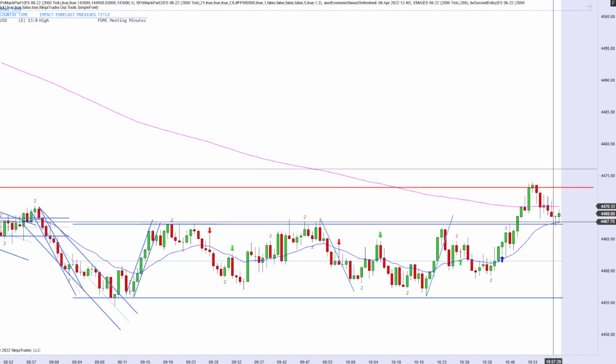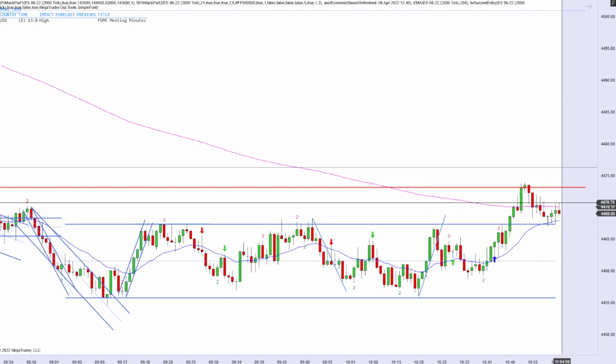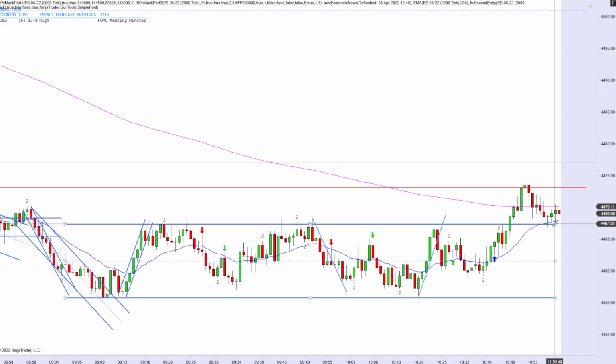We have this new high with a first entry long. Prices come up, and there's a lower high right there. Bearish signal bar.